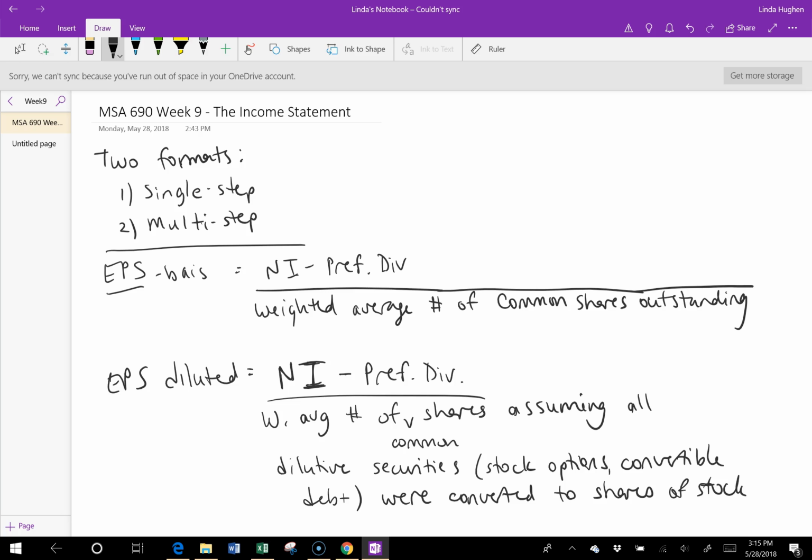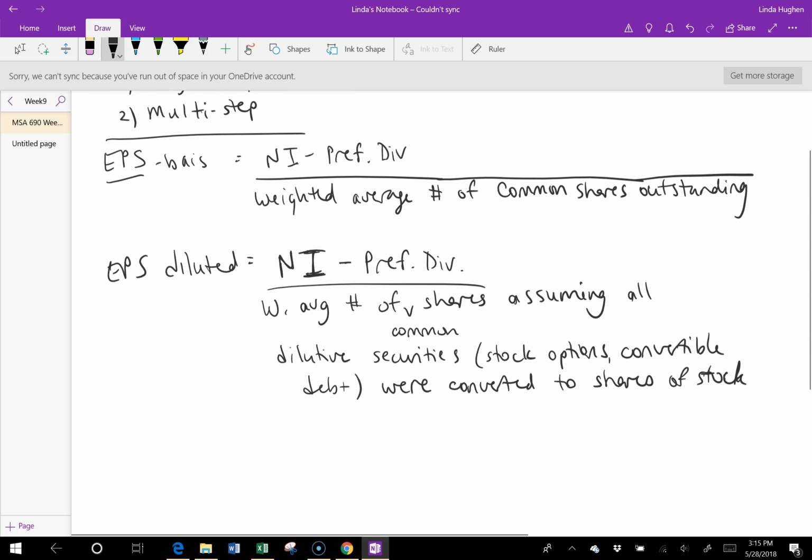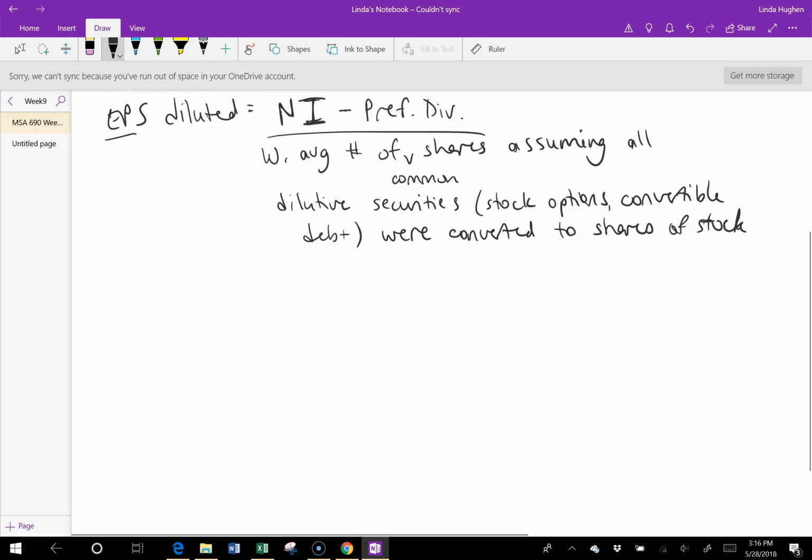So we're going to get a different denominator here, a larger denominator. But remember, the diluted EPS is only as if the dilutive securities have not actually been converted into shares of common stock. There are two additional items that we need to consider before we move on.